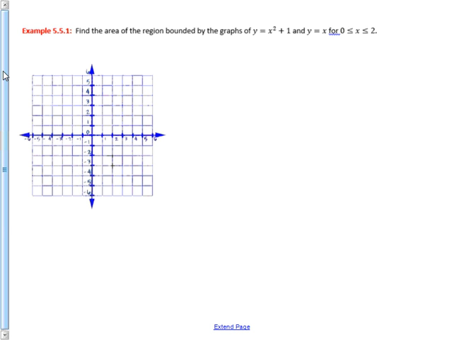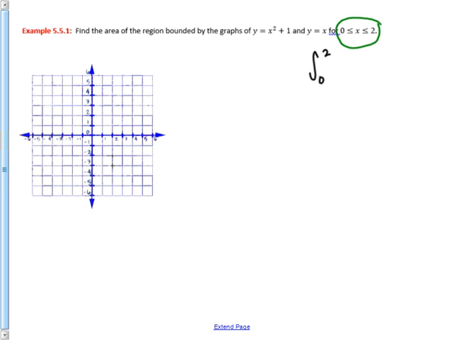So the first one says find the area of the region bounded by the graphs of y equals x squared plus 1 and y equals x, and it gives you x between 0 and 2. This is the easiest kind. When they give you this, you think, hallelujah, okay? What you know from that is you're going to go from 0 to 2.